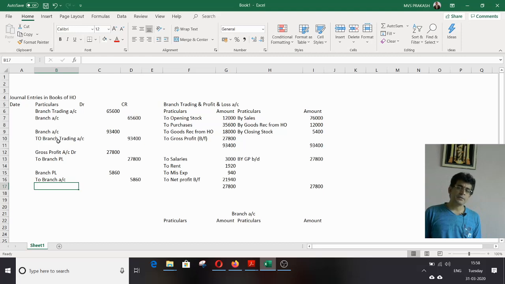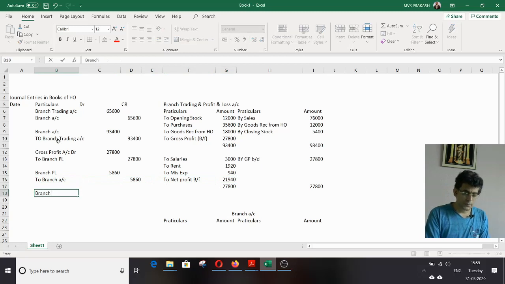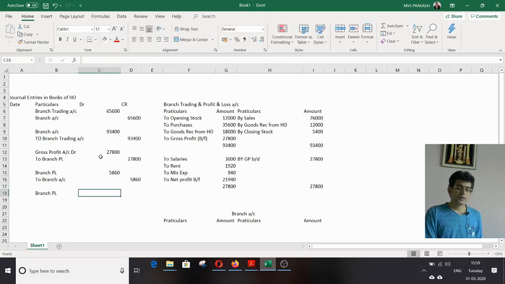Now from this branch PL, I have to ultimately transfer that to something called as my branch general profit and loss account. So now what we have done? We have not arrived at the profit. We have calculated something called as the expenses part. Now gross profit minus your expenses gives you your net profit. This net profit I need to transfer to where? To the general profit and loss account. So now ultimately branch PL is having a balance of what? 27,800 minus 5,860. The balance is going to be my net profit 21,940.